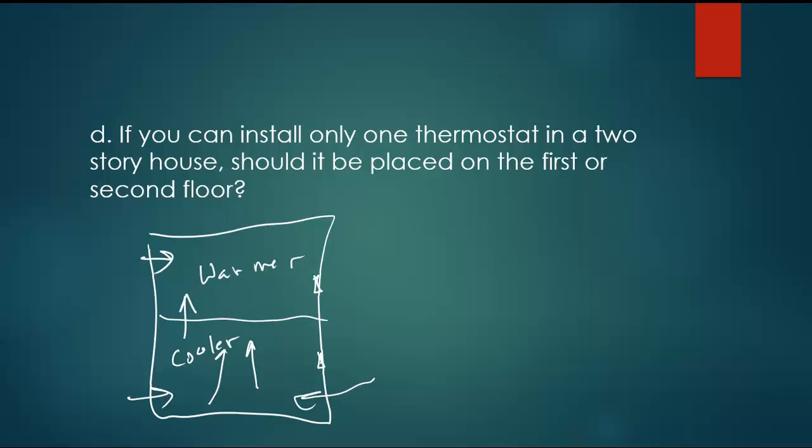What about during the summer months? During the summer months, you want it to be up on the second floor, because the first floor is already naturally cool, so it'll turn itself off. And what happens to the second floor people? They will once again be too hot upstairs.